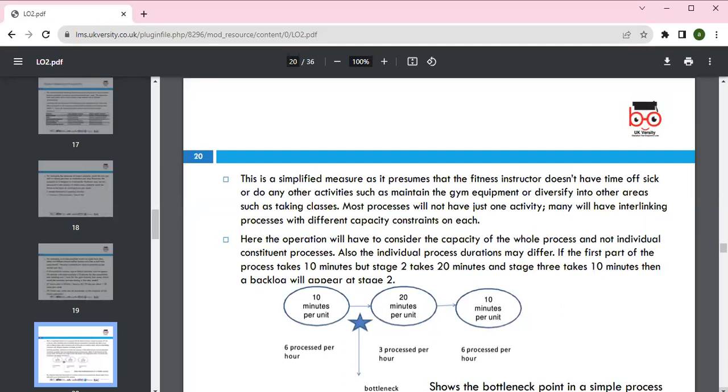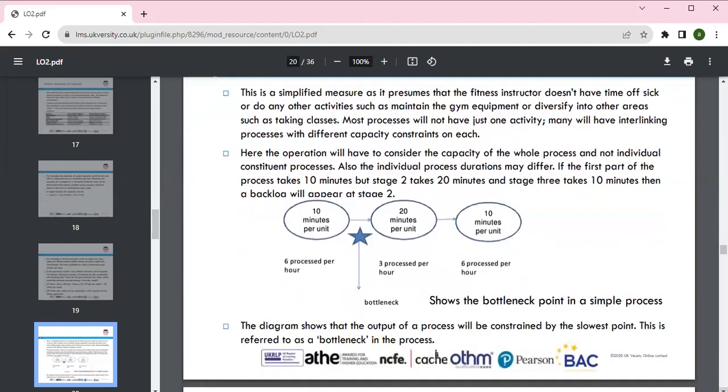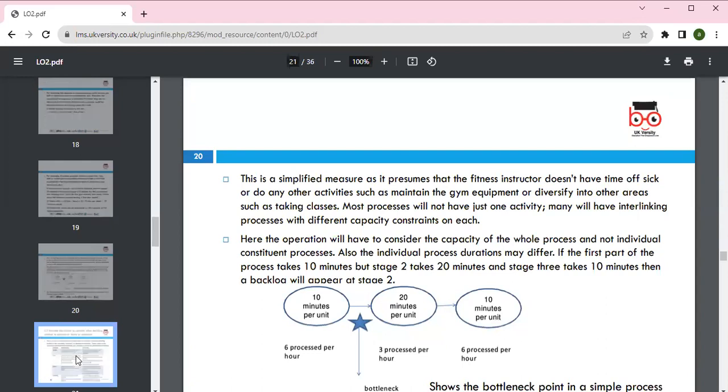So there is a simplified measure for the fitness instructor, which we can look at like 10 minutes per unit, 20 minutes per unit, or 30 minutes per unit, depending. So 6 processes per hour, 3 processes per hour, and so on. So we can look at the processes and we can plan. This is one example which can be used to do the capacity planning. So guys, quite good to look at.